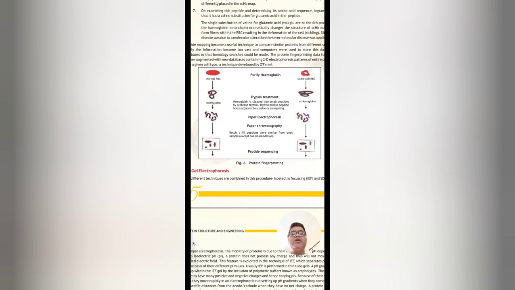So he observed that the normal RBC shape was round, but the sickle cell RBC shape was sickle due to this point mutation, in which glutamic acid was replaced by valine. So this was the overall story of peptide mapping or protein fingerprinting.